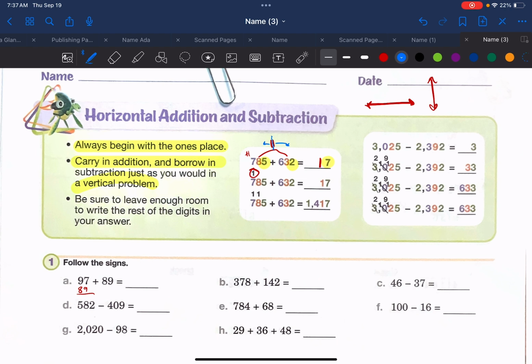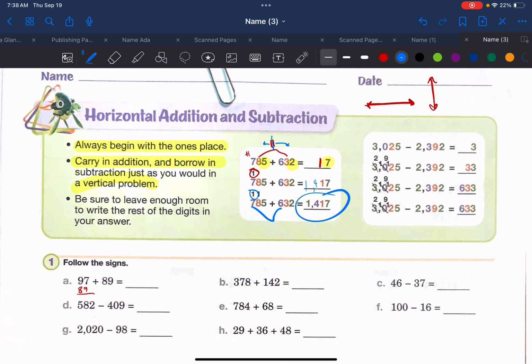Then when you're in the hundreds, you have your 7 and your 6. So you'd solve that, 13, and then add the 1 that you have. Oh, 14. So if you already had your 1 and your 7, there's the 4, then there's the 1, which is what they did down here. Be sure to leave enough room to write the rest of your digits in your answer. That's why I said start with your ones placed as far to the right as you can.